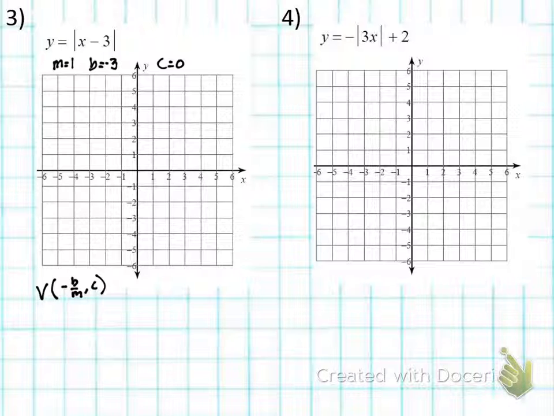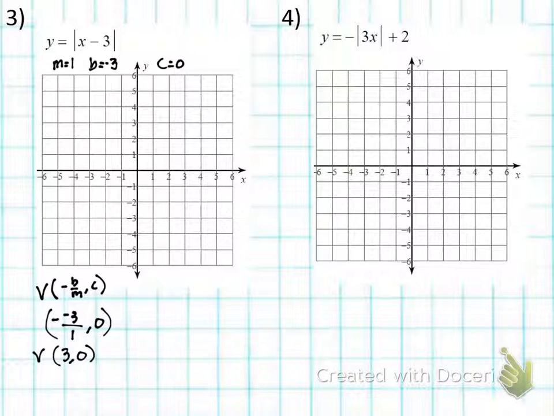Okay, so we got b is -3. So check this out. This is a little bit scary, or a little bit not scary, but you have to be very careful. If our b is -3, you're going to put -(-3) over m, which is 1. Okay, and our c is 0. What's -(-3) really equal to? Positive 3 over 1 is just 3, so your vertex is at (3, 0). So be careful with that negative sign. Sometimes it can double down and you'll have a negative.